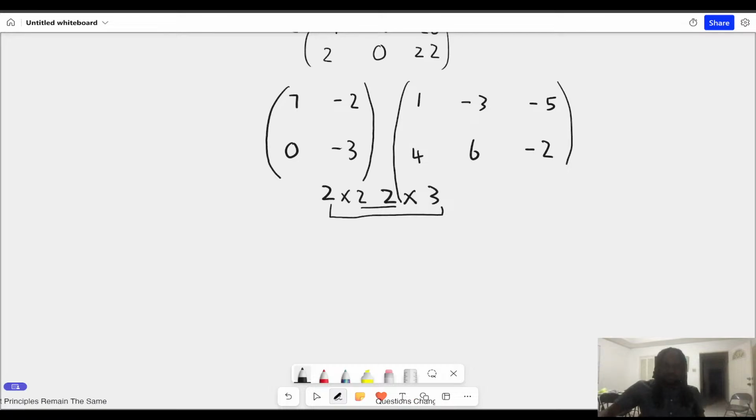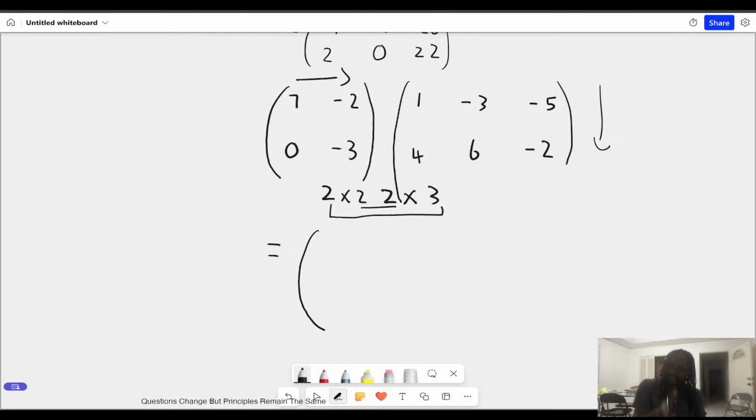Let's go. Remember now, row by column. So we only move horizontally in the first one. We only move like this in the second one, and that's just the key to know. The principles never change, so that will never change.